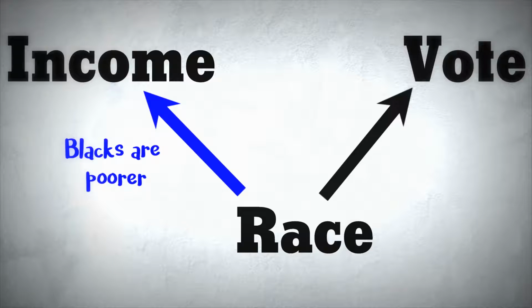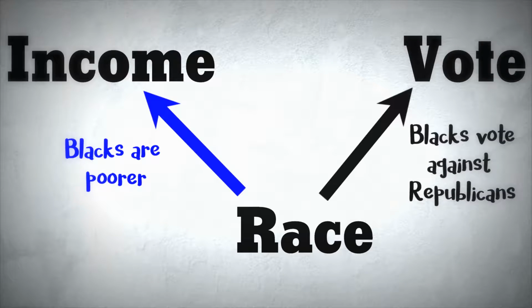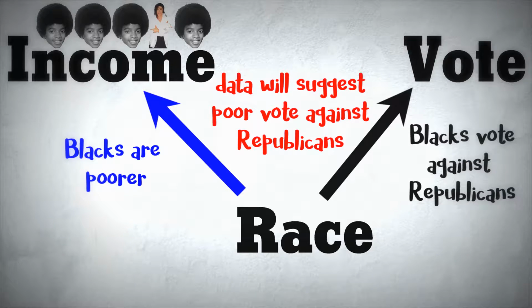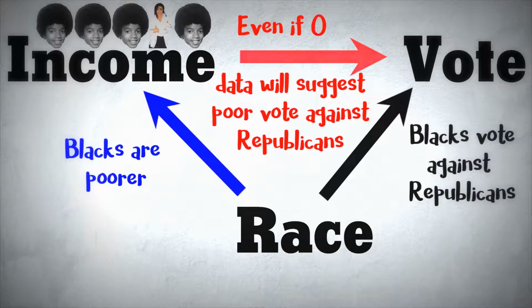First, blacks are poorer. Second, blacks tend to vote against Republicans. Altogether, it so happens that many of the poor are black. But blacks tend to vote against Republicans. And so the data will automatically suggest that the poor tend to vote against Republicans, even if income has no effect whatsoever on voting. Again, spurious correlation.